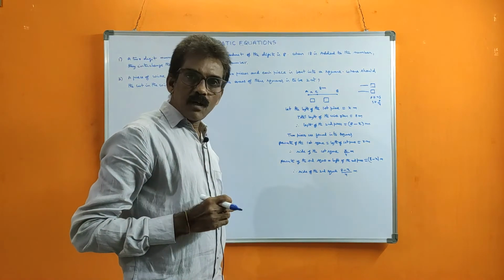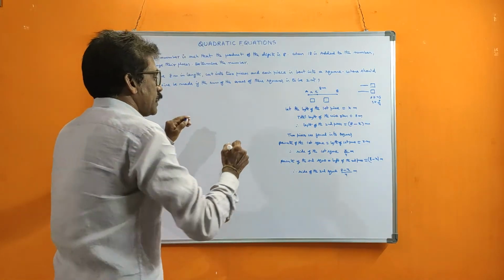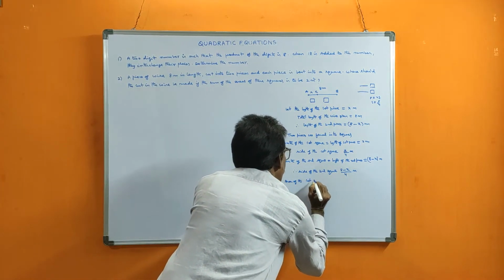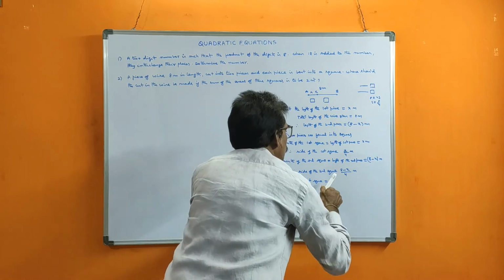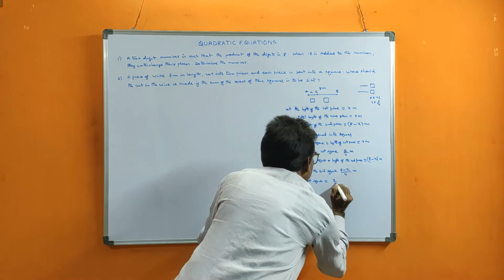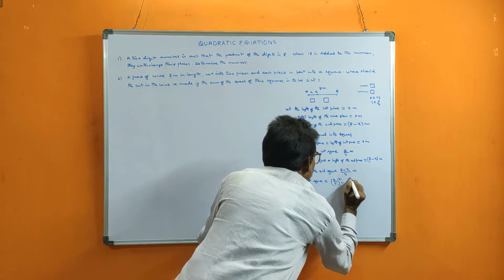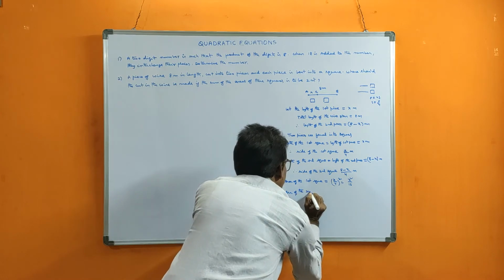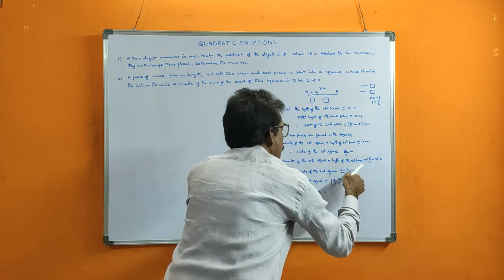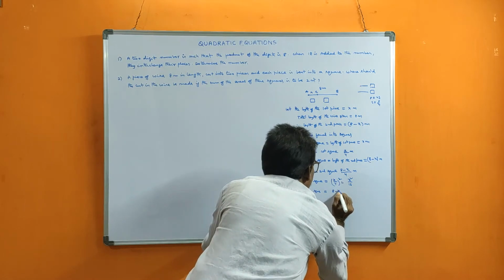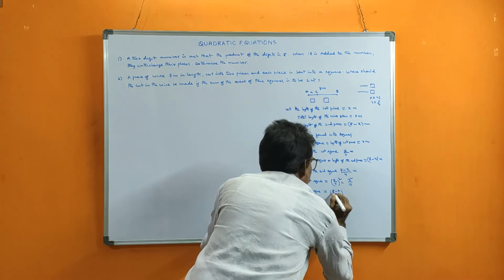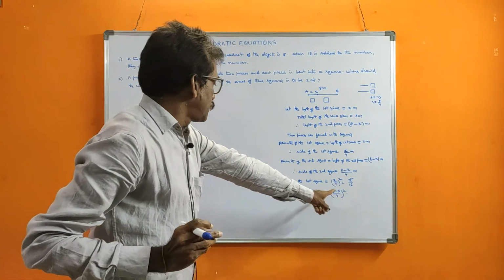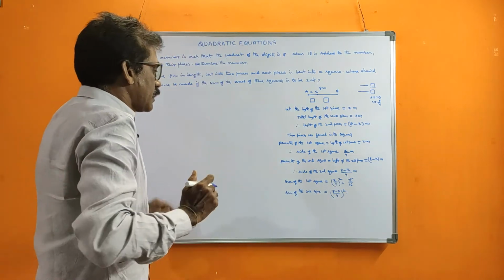Once we have the sides, we can calculate the areas. The side of the first square is x by 4, so its area is x square by 16. Similarly, the side of the second square is (8 minus x) by 4, so its area is (8 minus x by 4) whole square. This is the first square area and this is the second square area.